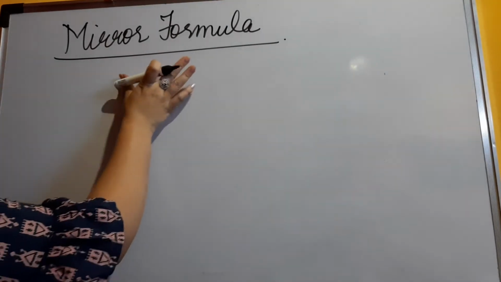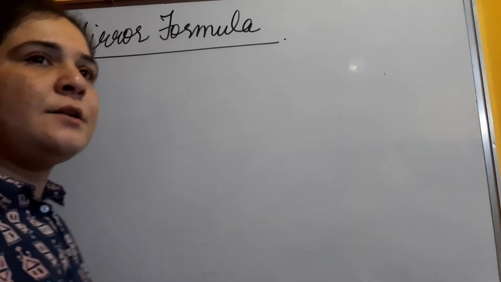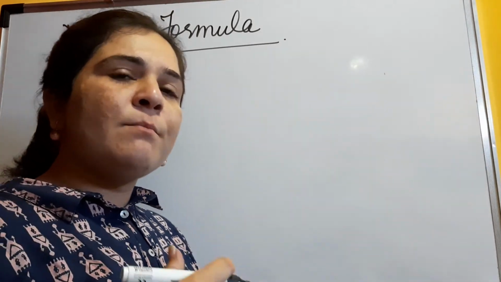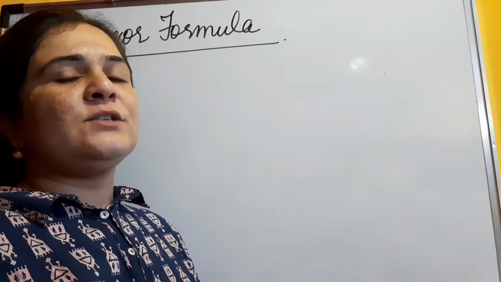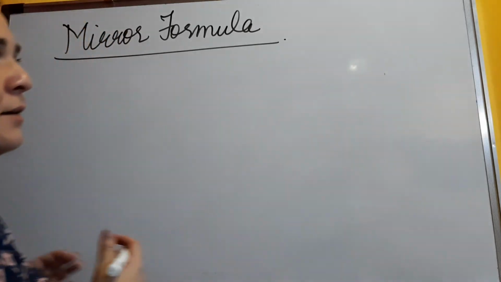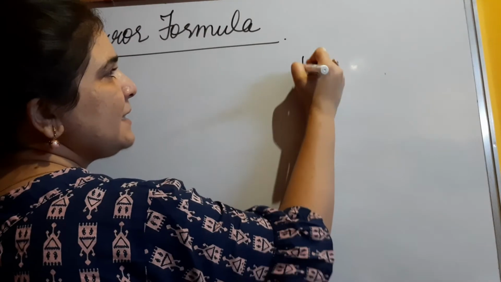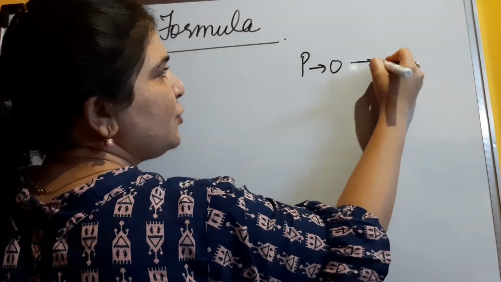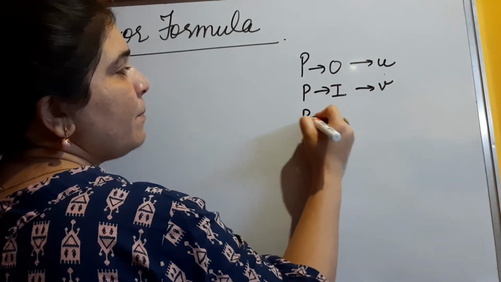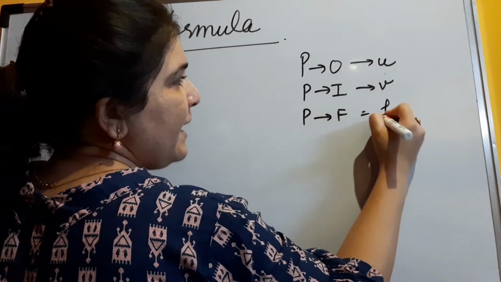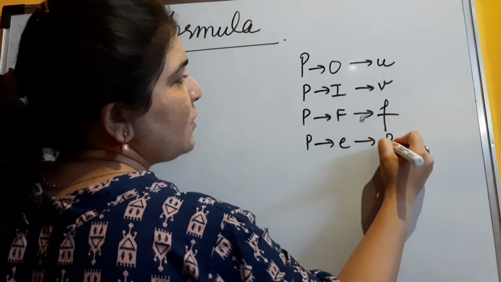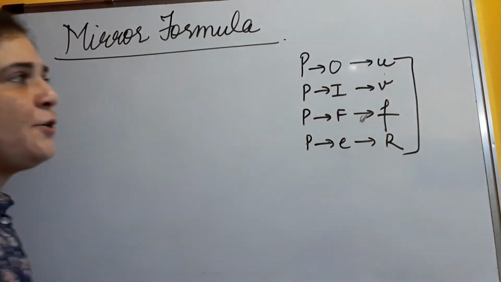Again, this is very important because all your numericals are based on this only. The mirror formula is a relationship between the distance from pole to object, the distance from pole to image, and the distance from pole to focus, that gives you the focal length. In the earlier video also we had done this. From pole to object it was u, from pole to image it was v, from pole to focus it was focal length, and from pole to center of curvature it was radius of curvature. These are the things that you have to remember.